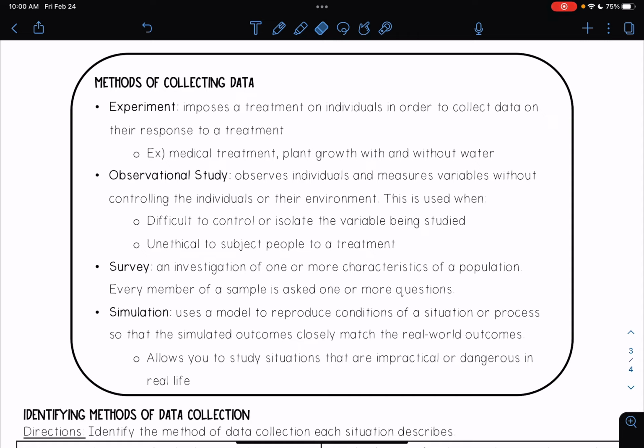Next, we have an observational study, and this observes individuals and measures variables without controlling the individuals or their experiment. So this is different than an experiment. In the experiment, we imposed a variable, like withholding water or giving water to a plant. This one, we are just observing it. And this is used when it's difficult to control or isolate the variable being studied, or maybe it's unethical to subject people to a treatment.